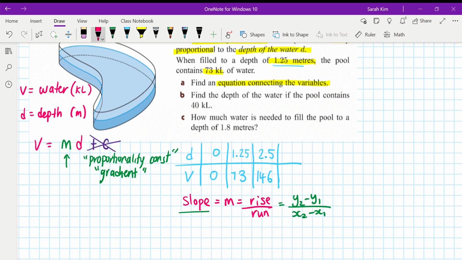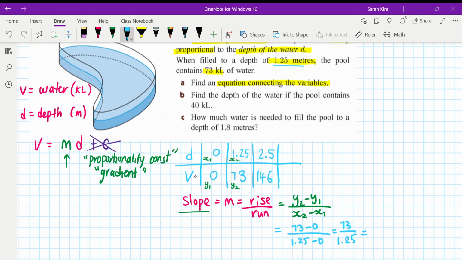Basically, all you need to do is label these coordinates. So in this case, we're not using x and y, but thinking x is independent, y is dependent. This will be our x's, x1, x2. This one will be our y's, y1, y2. So all I have to do is sub those values in. I'm going to use the same colour, so that's easier for you. y2 is 73, y1 is 0, x2 is 1.25, take 0, so that's just 73 divided by 1.25. Just chuck that in the calculator.